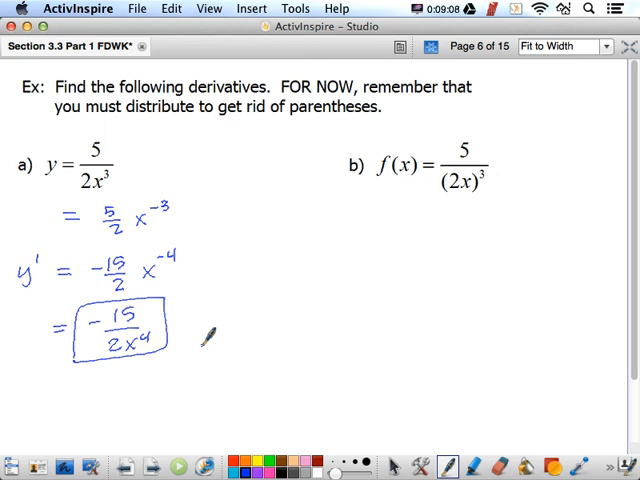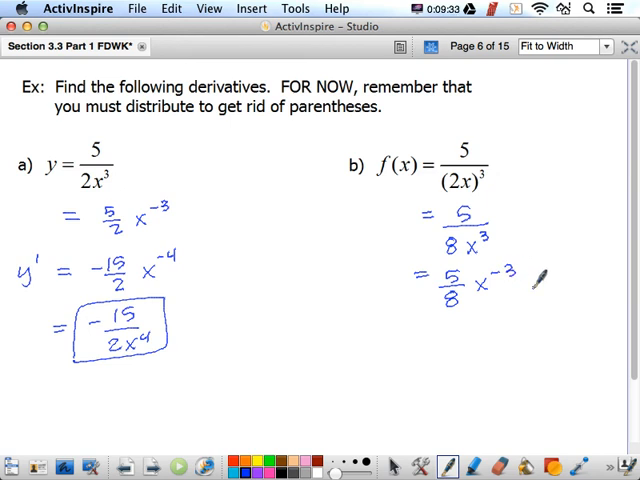Okay. Now the second one is going to take a little more to clean it up. Before I can bring anything to the numerator, I have to get rid of the parentheses. So that's really 5 over 8x cubed. Do you guys agree with that? Okay. Then I rewrite it as 5 over 8 times x to the negative 3.